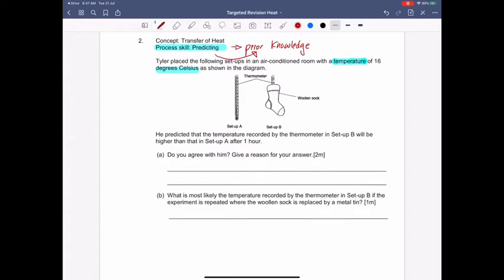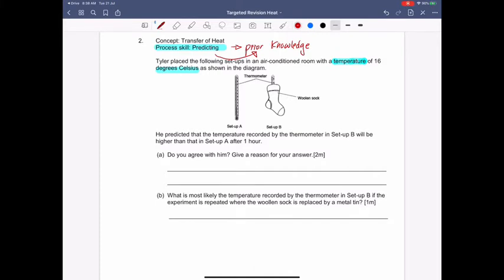So in this question, they talk about temperature and they also talk about putting him in this air-conditioned room. So in actual fact, they are testing you on the concept of transfer of heat. Why? Because they're talking about temperature change. So remember, whenever they talk about temperature change, there must be a gain or loss of heat. So when there's a loss or gain of heat, that means heat must have been transferred. Either you have gained or you have lost heat. Now, in question A, they ask you, do you agree with him? Give a reason for your answer.